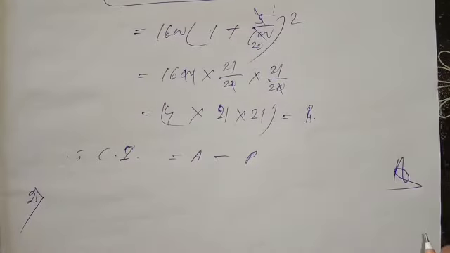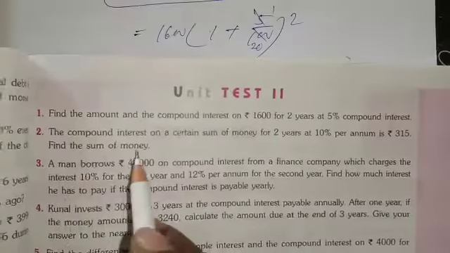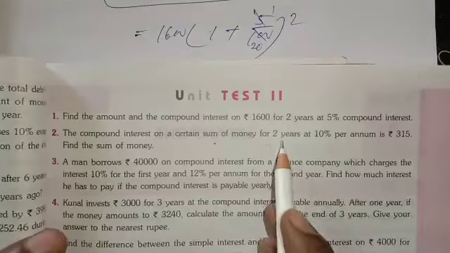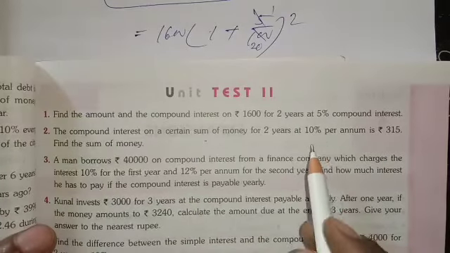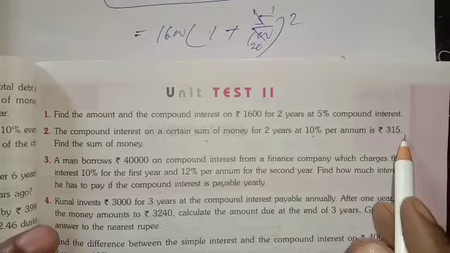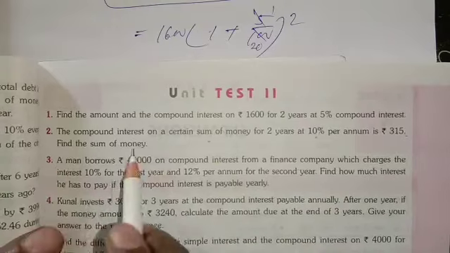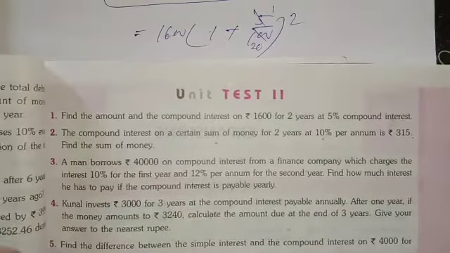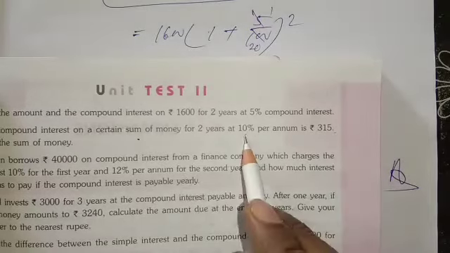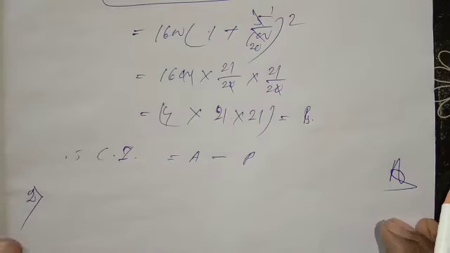Question number 2, it is given: find the sum of money for which the compound interest for 2 years at 10% per annum is 315. Means compound interest is given, principal not given. What is the sum of money? Compound interest given rupees 315, rate given 10% per annum, time given 2 years. Find the sum. So first write what are the things given here.